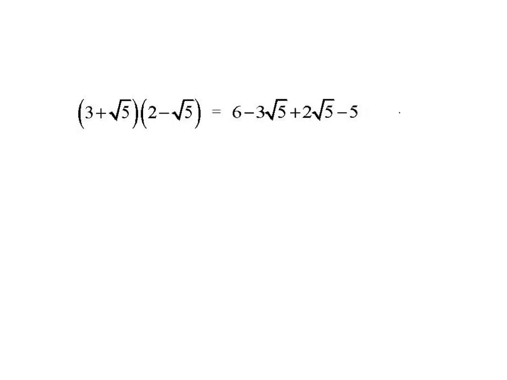Now we just have to collect like terms. The 6 plus the negative 5 gives 1, and the minus 3 root 5 plus 2 root 5 gives minus root 5. So we've come out with a much simpler answer than we started with.